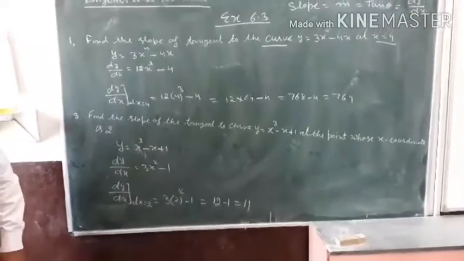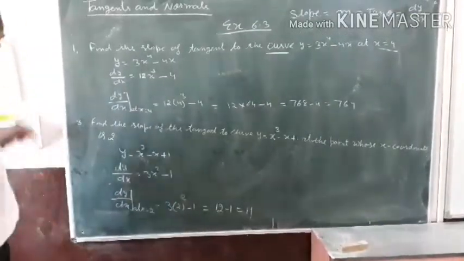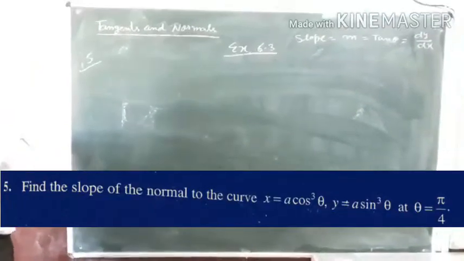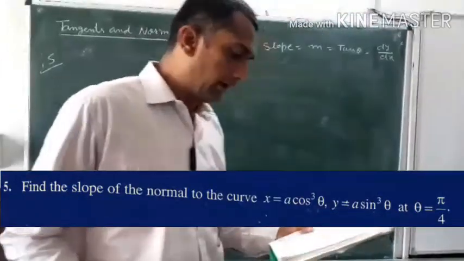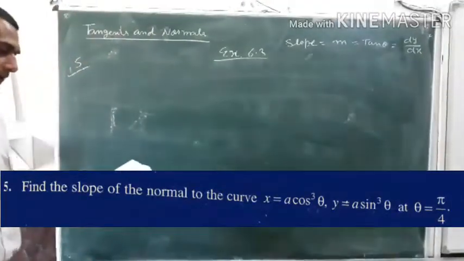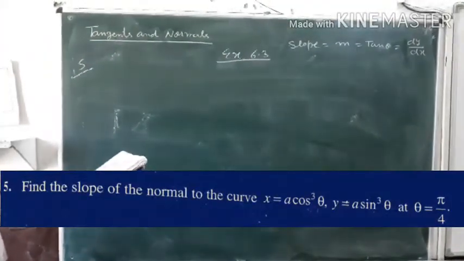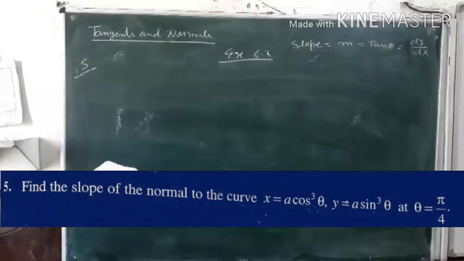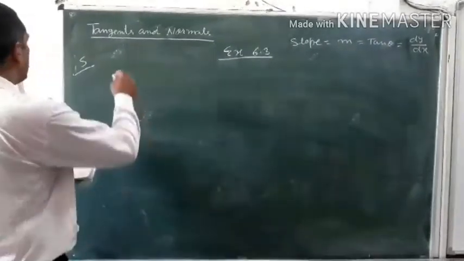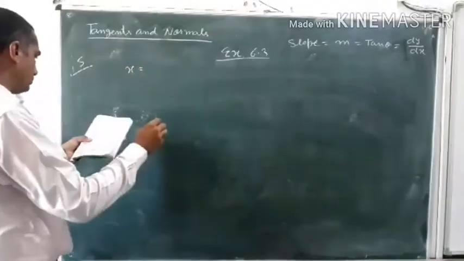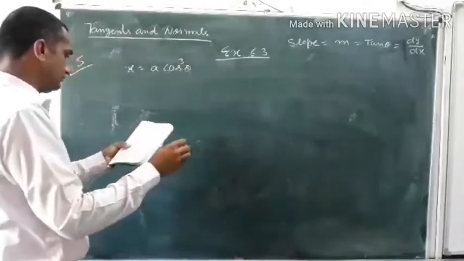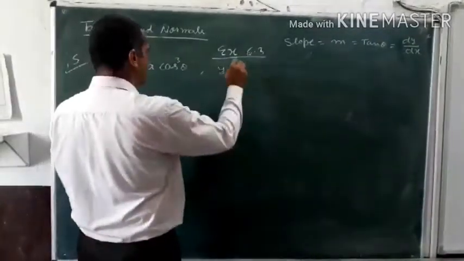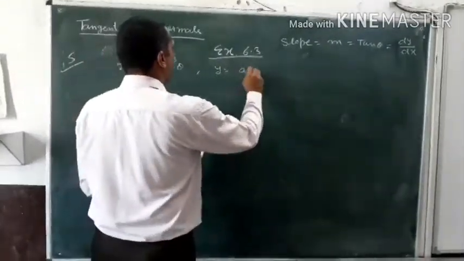So student, question number 4 is similar to question number 3, so try it yourself. Next, question number 5 is: find the slope of the normal to the curve x is equal to a cos cube theta and y is equal to a sin cube theta at theta is equal to pi by 4.